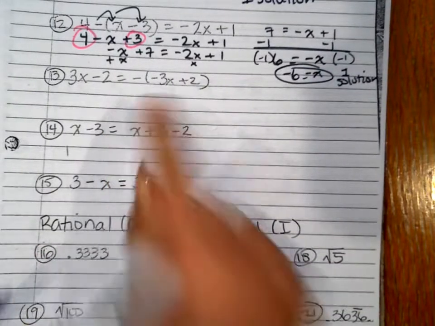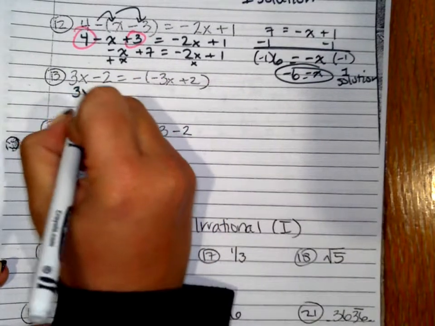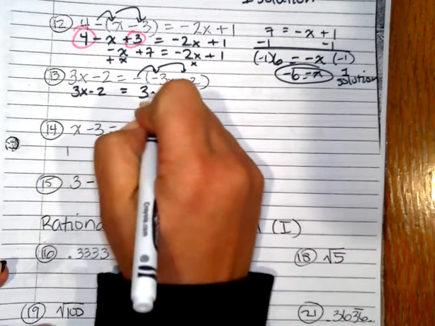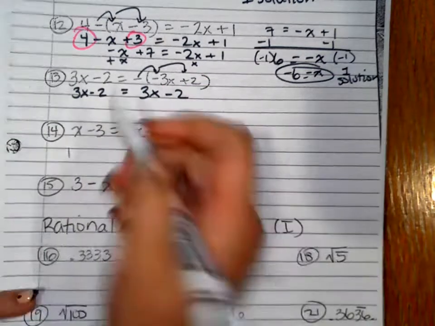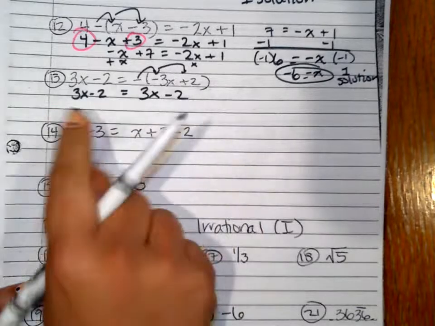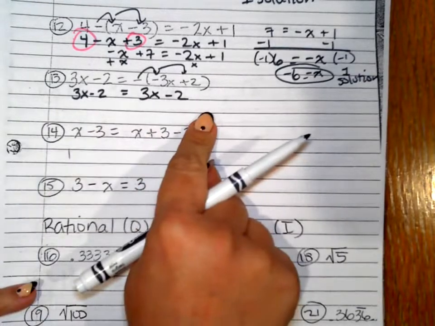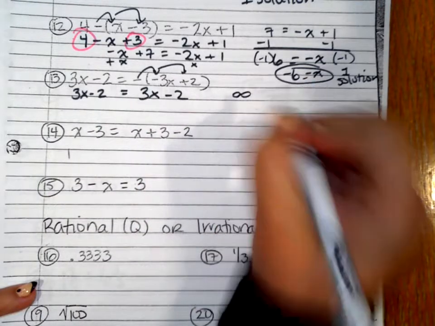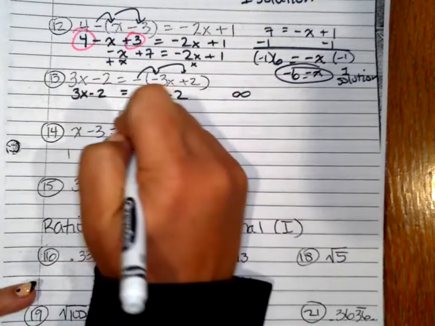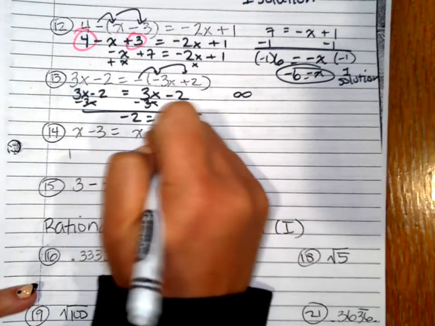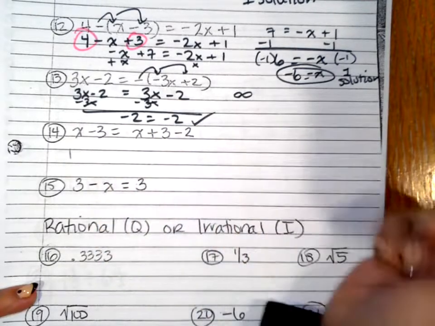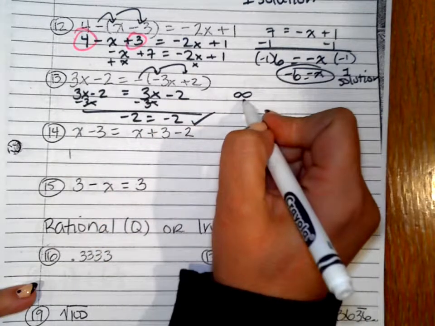Right here. Okay, this side right here, I have 3x minus 2 equals, I'm going to distribute that negative, which is going to give me +3x minus 2. Okay, if you see it right here, you're good to go. When you have the same thing on both sides of the equation, it's going to be infinite solutions. If you don't see it yet, we're going to subtract 3x to both sides, and I get -2 equals -2. That's true.